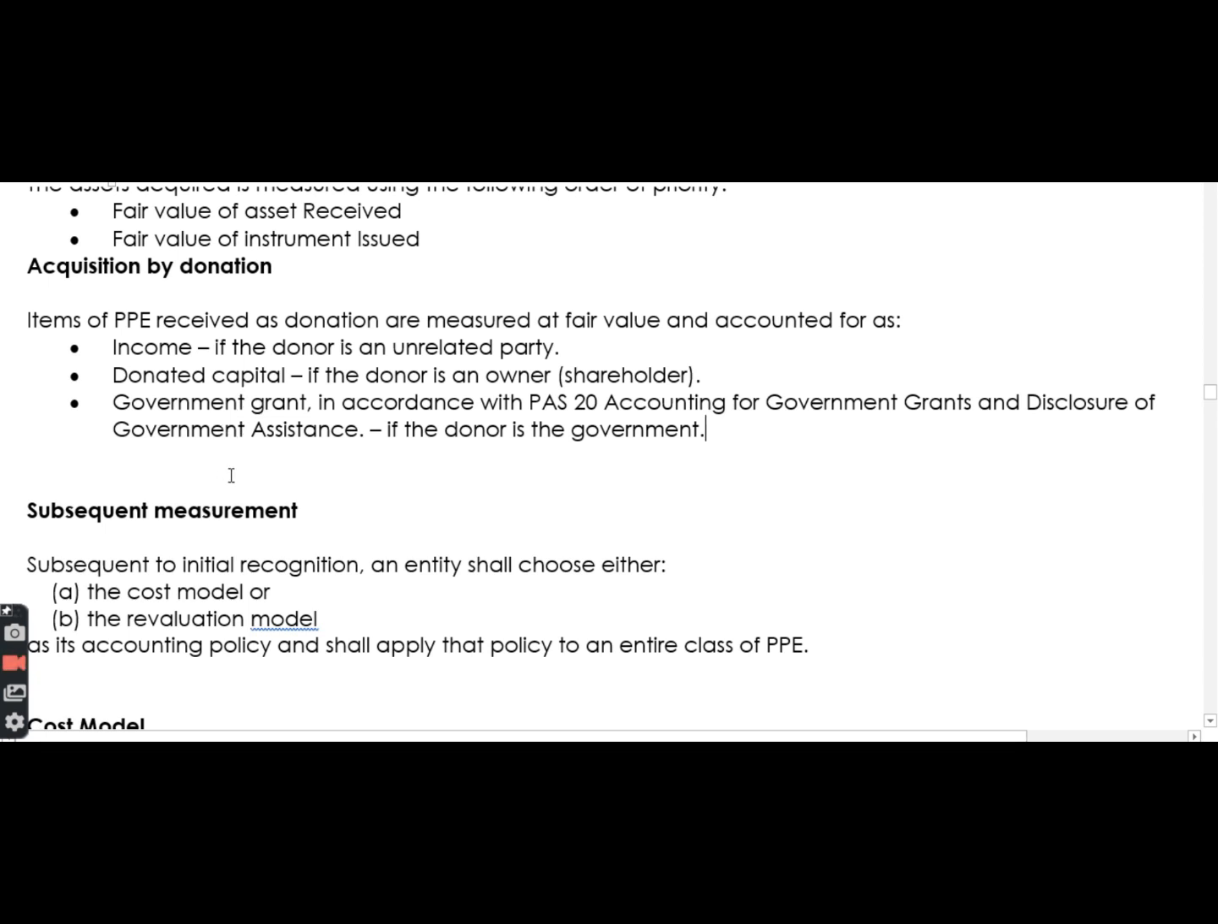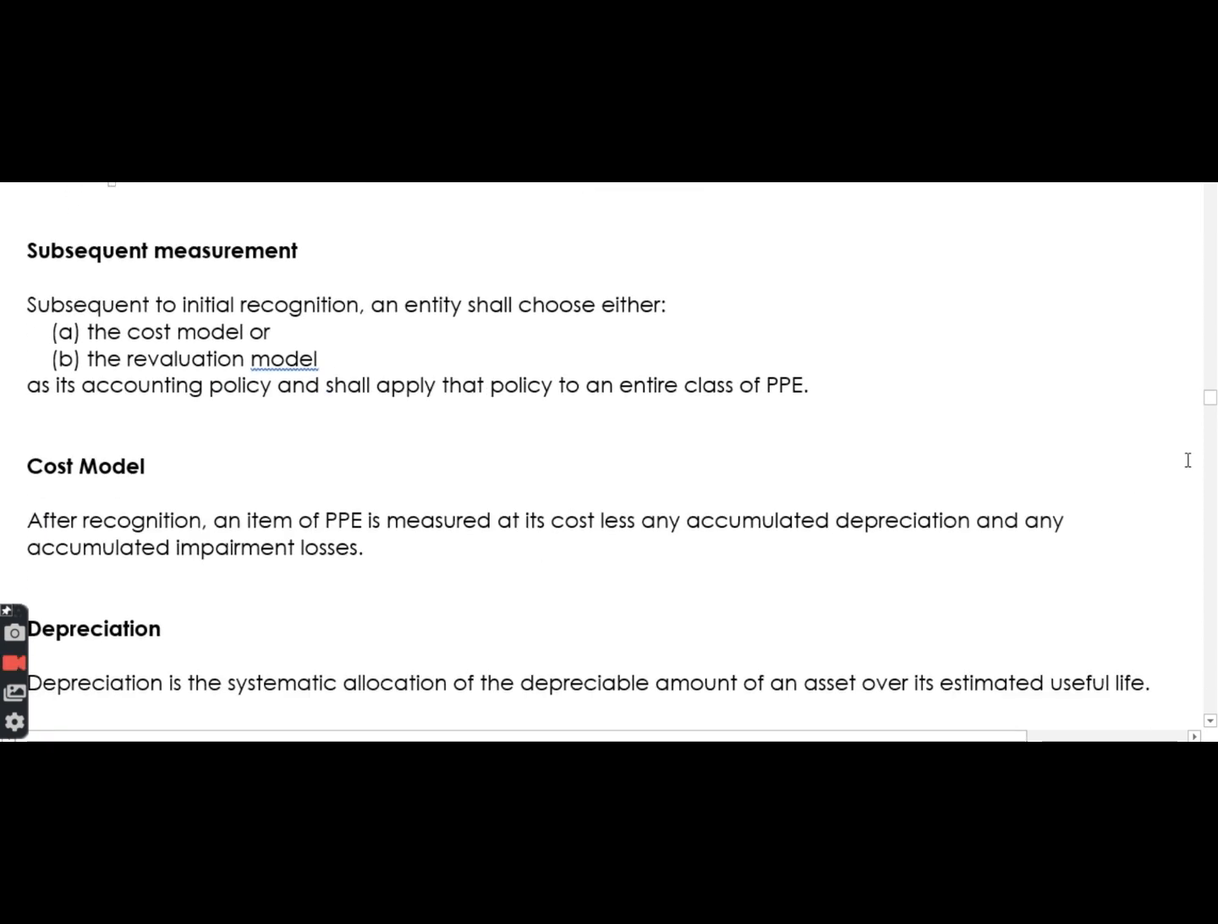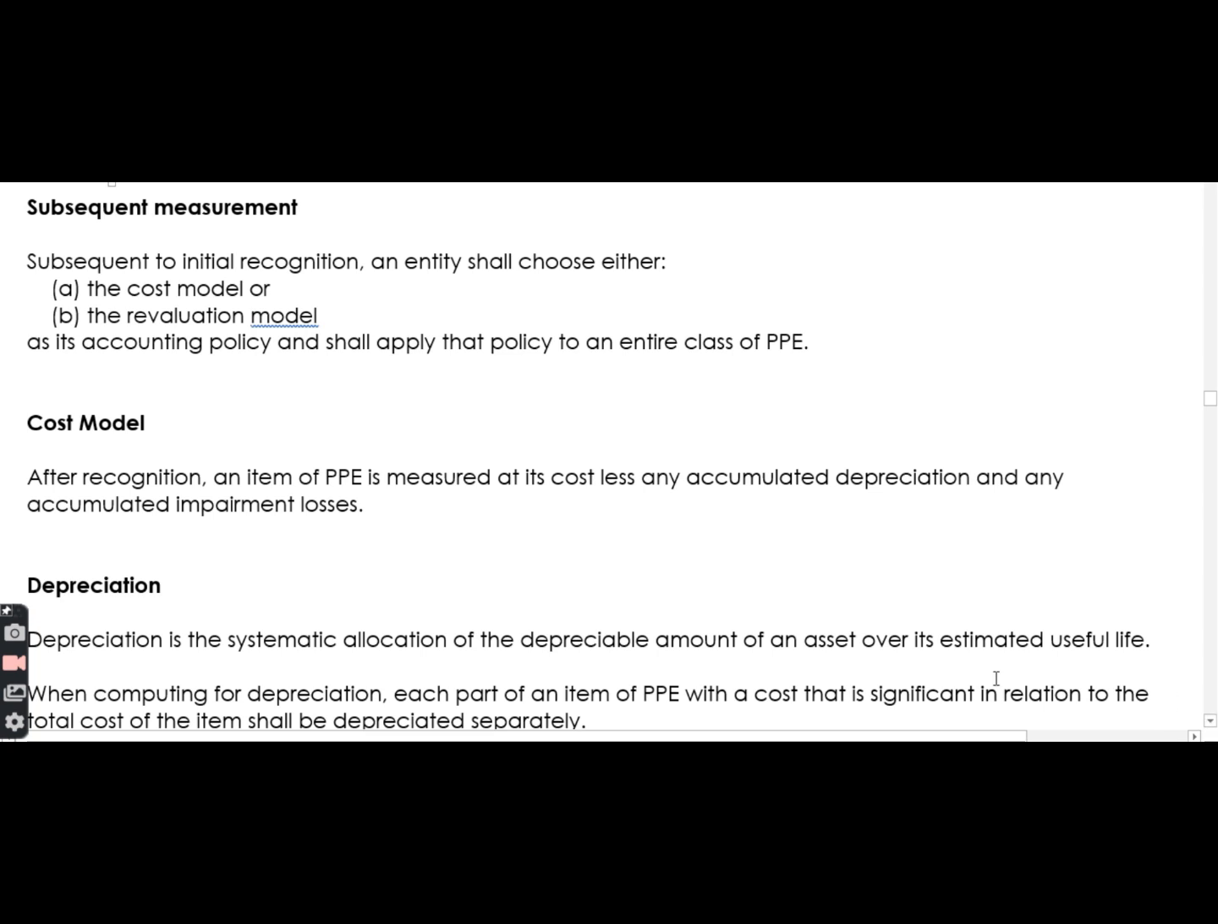Of donation. Okay, so we are done with initial measurement; let's finish subsequent measurement. What will happen for subsequent measurement? Just like what we discussed, as the entity you can choose either the cost model or the revaluation model. That's all you choose from, and it must be applied to an entire class of property, plant, and equipment. What does that mean? Entire class means per classification; it cannot be changing. For example, if you have a class of land, a group of properties, and it is cost model, it is cost model for all. If revaluation, revaluation for all. The model cannot be mixed. That's all it means.